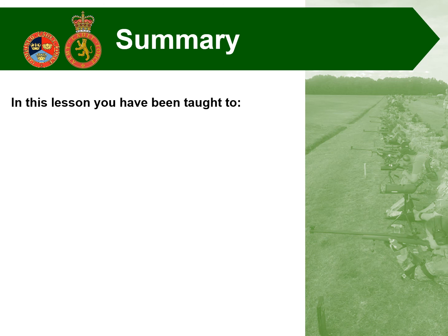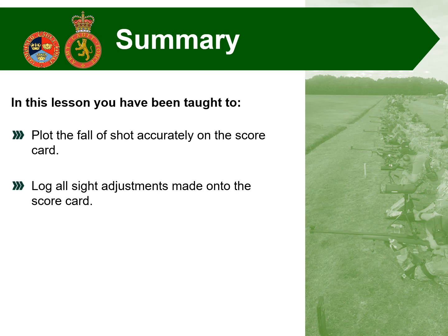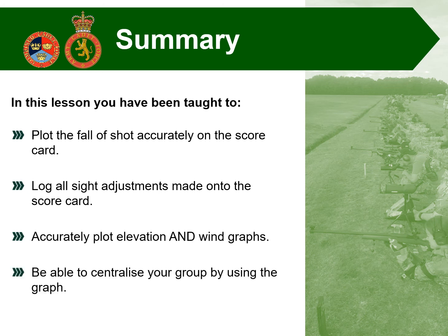Finally then, just looking at the summary, hopefully, if everything's gone to plan in this lesson, you've been taught to plot the fall of shot accurately on the scorecard, log all sight adjustments made on the scorecard, accurately plot elevation and wind graphs, and be able to centralize your group by using the graph. Now, obviously the main focus of this graph is by using the mean of the group to be able to easily identify, despite sight adjustments, where the average centre of the group is. However, in difficult wind conditions, you can also use it to help bracket for your extreme left group and your extreme right group, depending on wind changes. That will come with practice and experience, but it is a very, very useful tool for doing that.